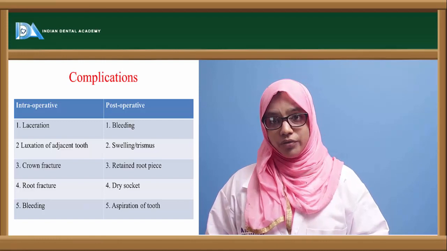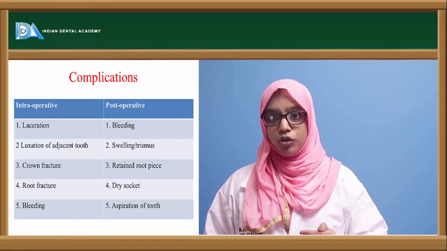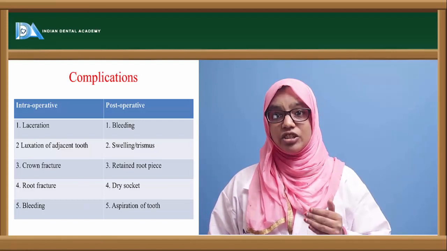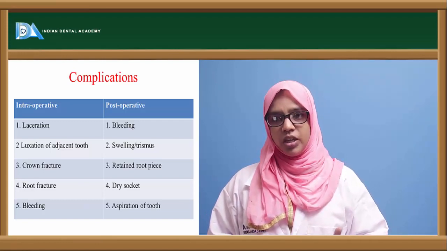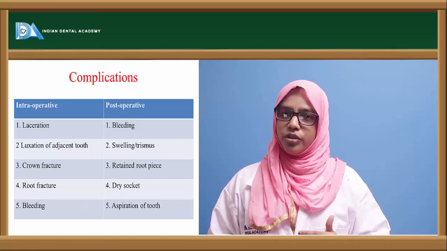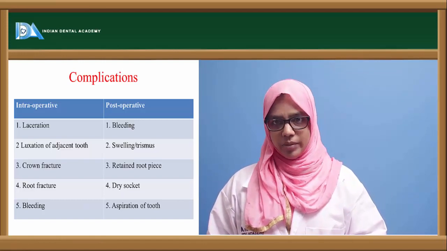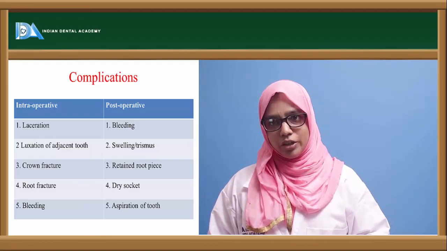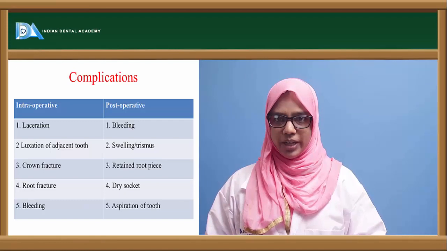So to avoid crown fracture, it is important to hold the root of the teeth, and in case of molars, you have to hold the furcation area to remove the tooth. The other complication that can occur is root tip fracture. Now root tip fracture can be removed by surgical method. Intraoperative bleeding can also occur, which can be controlled by application of pressure pack.